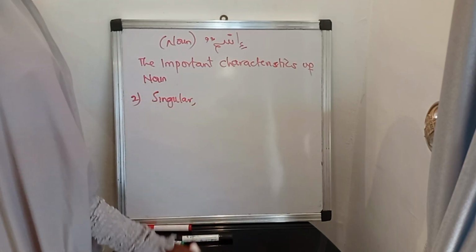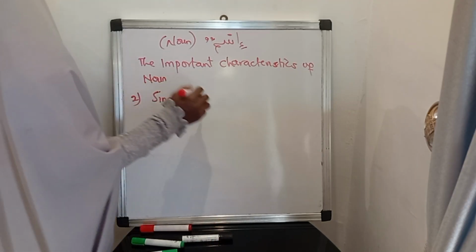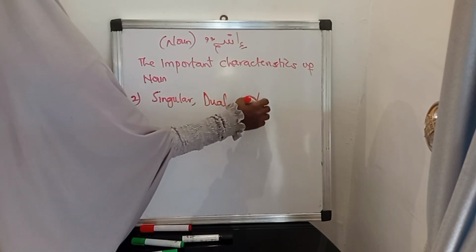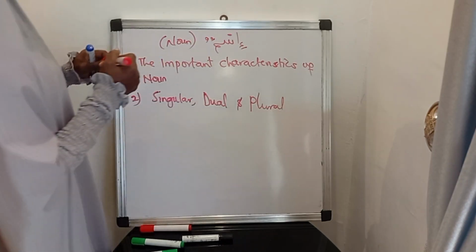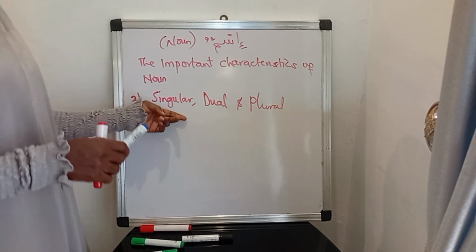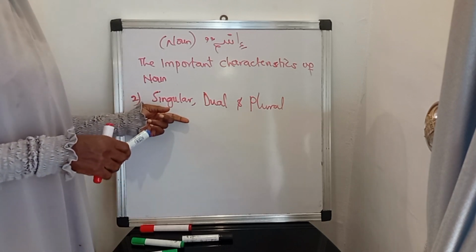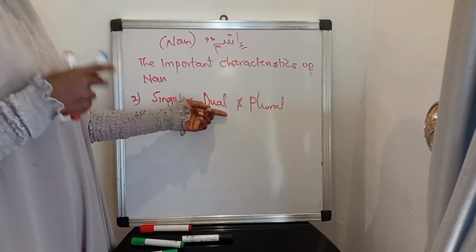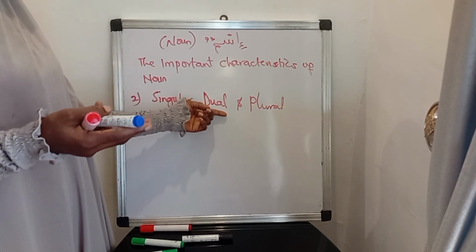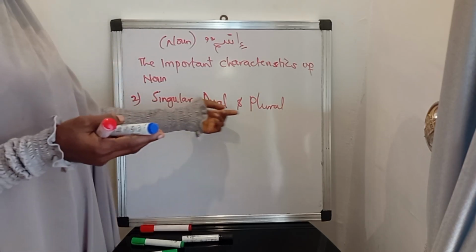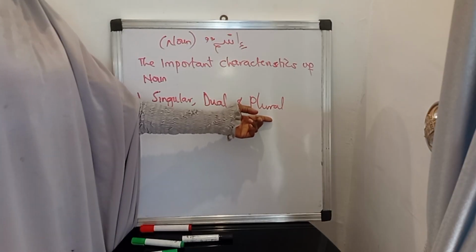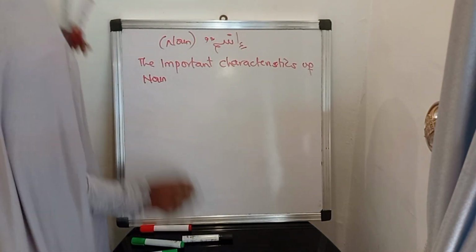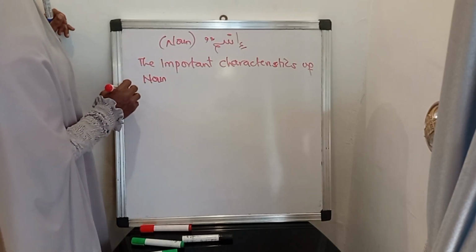In English we have singular and plural. In Arabic you have singular, dual, and plural. What's the singular? One person, one idea, one thing, one place. Dual, two persons, two things, two animals, two places, two ideas. Plural, more than two.